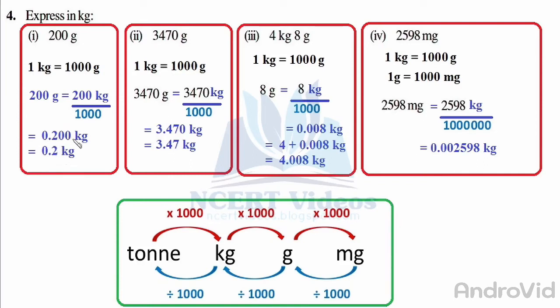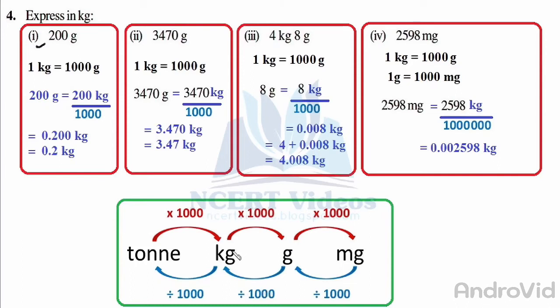You cannot omit it if it was some digits like 1, 2, 3 other than 0 here. Then this value will become wrong if you do this. This is only the case with zeros. 3470 grams: again, same thing, divide it by 1000 because we are going from grams to kilograms. You have to divide them.